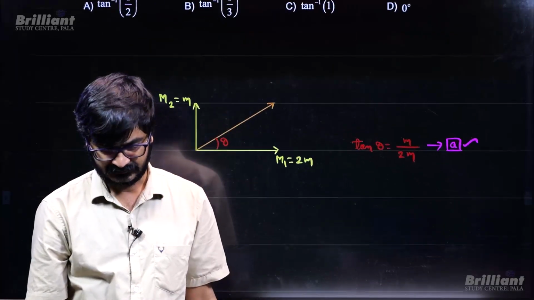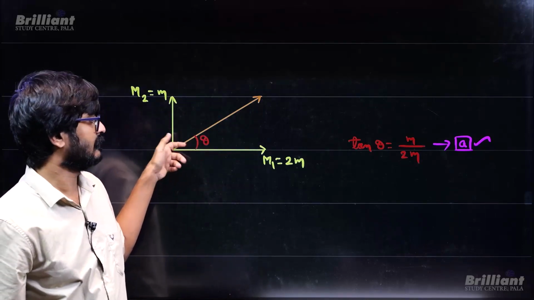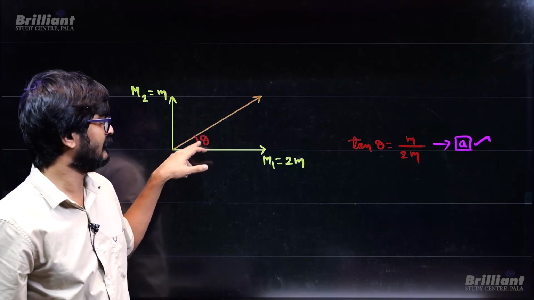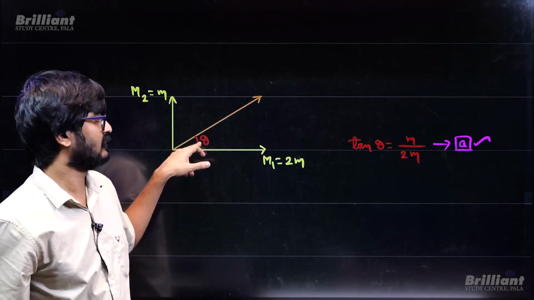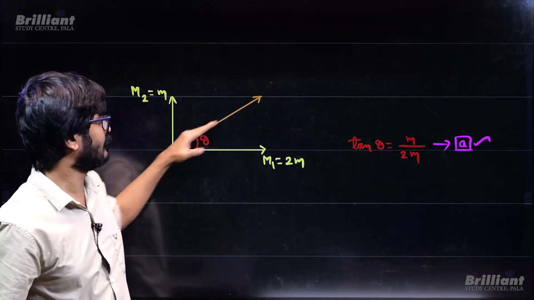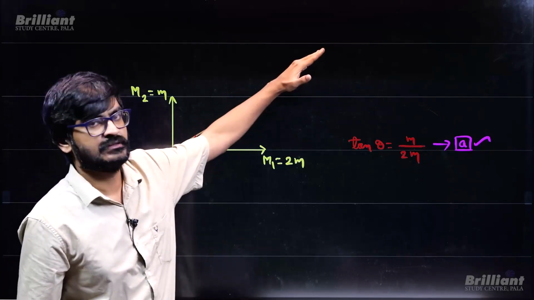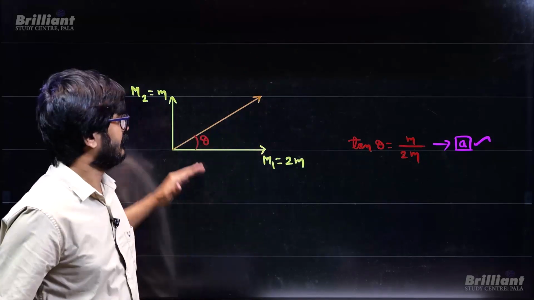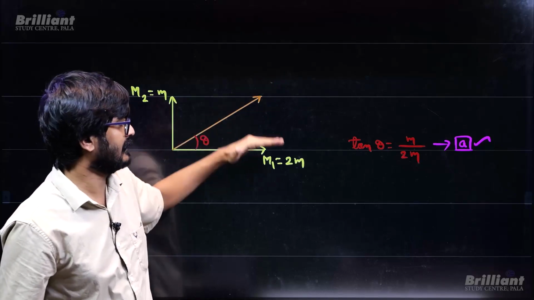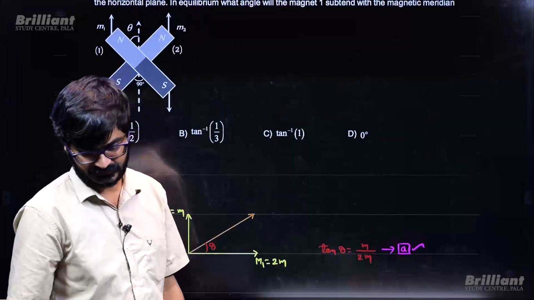So that's the idea. They said two mutually perpendicular dipole moments are there, one is 2m, the other is m, and the resultant will be somewhere in this direction. That resultant angle with the first one will be tan theta equals m by 2m, tan theta equals 1 by 2. Now the resultant dipole moment will be pointing in the direction of the horizontal earth magnetic field. So what is the angle between the magnetic meridian and the first dipole? That is this angle, which is tan inverse 1 by 2.